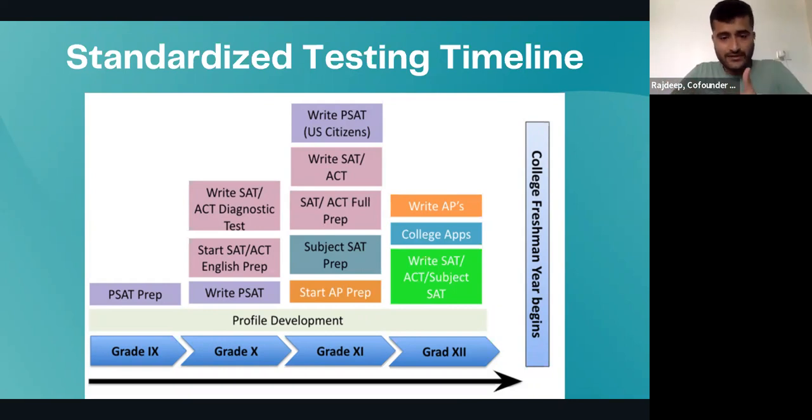The ideal thing to do would be to try and finish your SAT or ACT in grade 10, probably by the end of grade 10. That should be the ideal case, and it would vary from student to student. When I'm talking to an IB student or an IGCSE student, I would say that by March of grade 10, you should be done with your first attempt at the SAT or ACT at least.